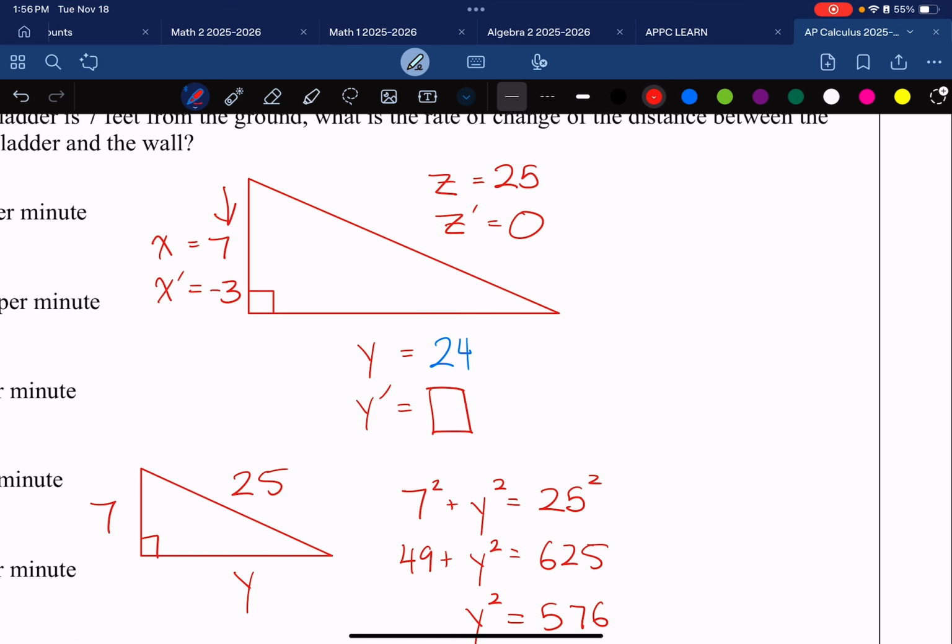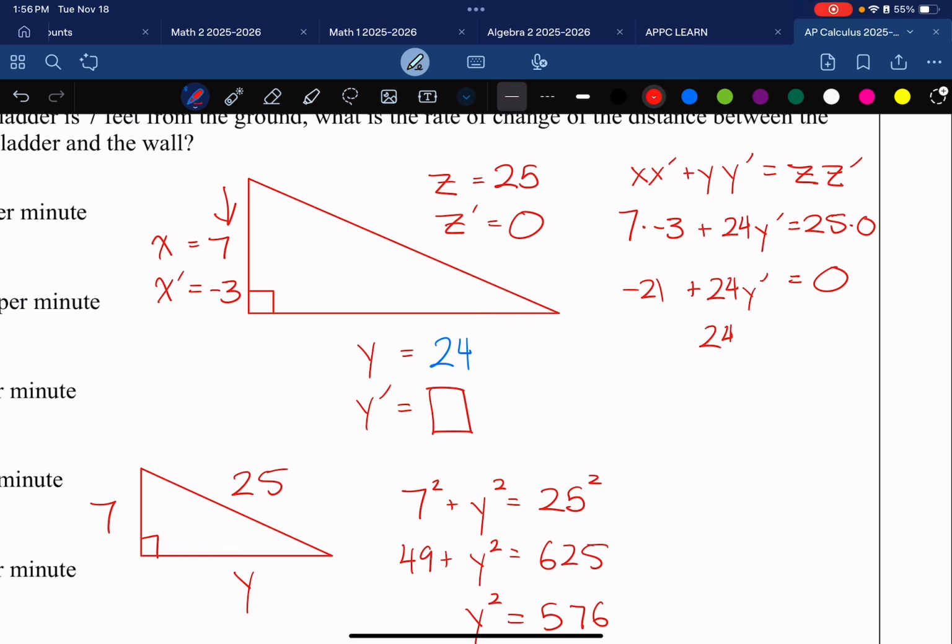Our Pythagorean theorem derivative is going to be x times x prime plus y times y prime is equal to z times z prime. All right, x is 7 times x prime, which is -3, plus y, which is 24, times y prime, which we don't know, which we're solving for, is equal to 25 times 0. All right, well, that right-hand side is pretty easy. The left-hand side is -21 plus 24 y prime. Add 21 to both sides to make sure that 24 y prime is by itself with a positive 21 on the right-hand side. Divide both sides by 24, and y prime is equal to 21 over 24.